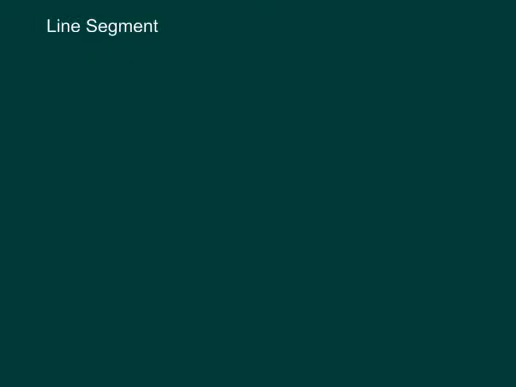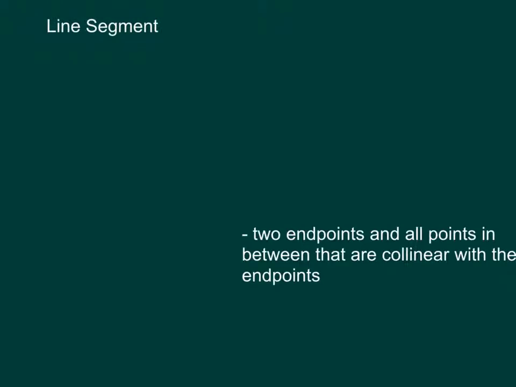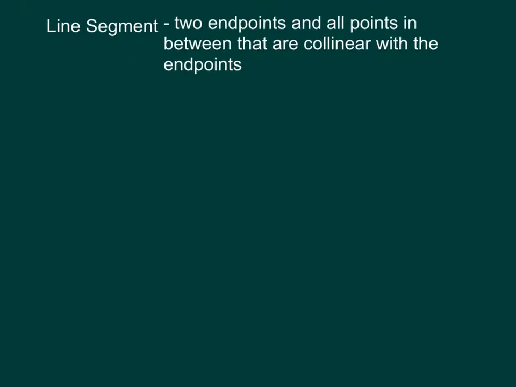Next up, line segment. So the definition here is a little fancier. It's 2 endpoints and all points in between that are collinear with the endpoints. In other words, if we took point A and point B and connected the two, that would be referred to as a segment. So a segment doesn't go to infinity. A segment simply stops at its endpoints A and B, and all the points in between that are collinear. And we represent that with the letters A, B, and a line symbol above that. So that would be segment AB.